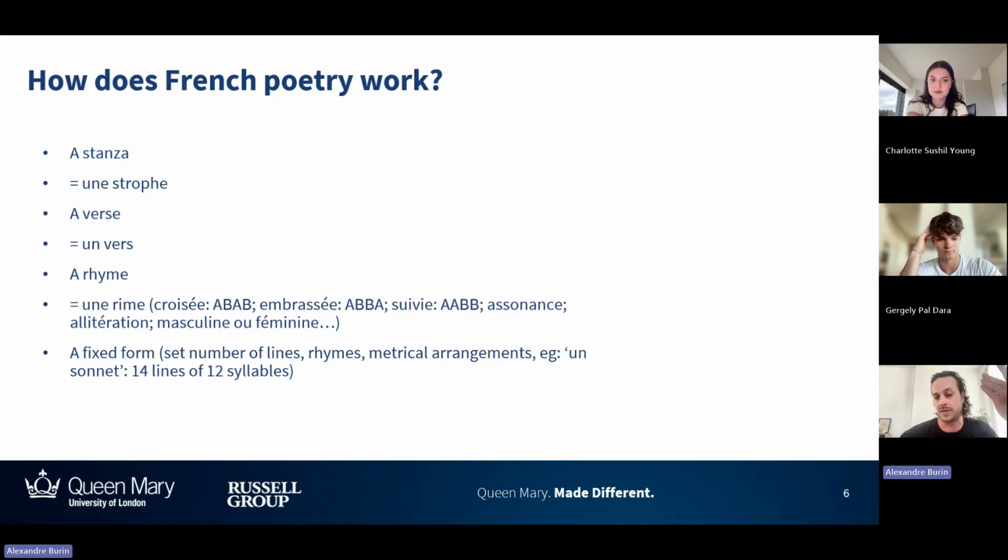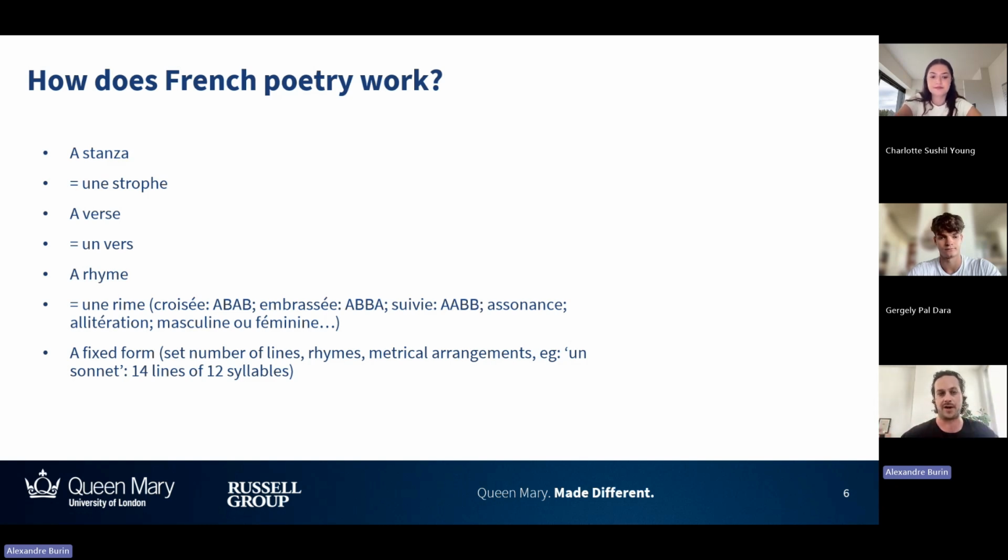So typically in French poetry, we've got different stanzas. In French, a stanza is une strophe, and they're composed of verses. In French, it's un vers. It rhymes. Traditionally, of course, poetry rhymes. And in French, the rhymes often appear at the end of the verses.